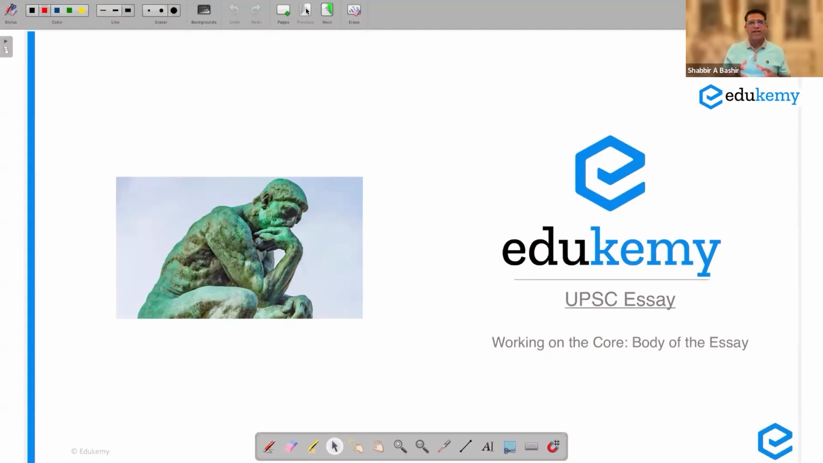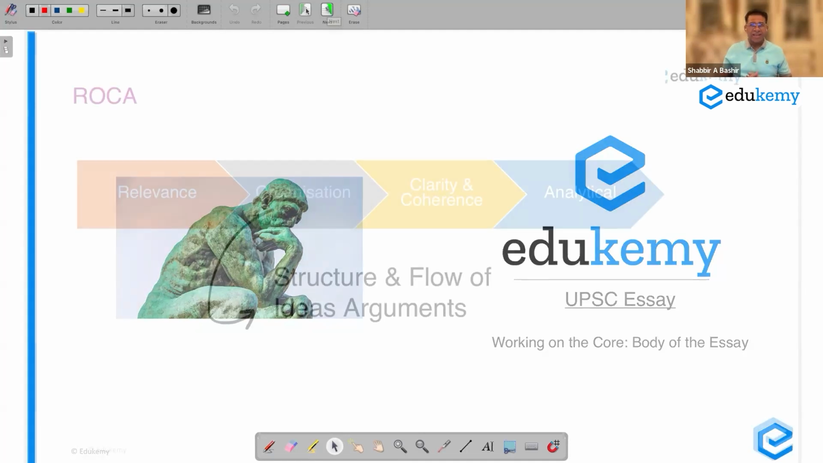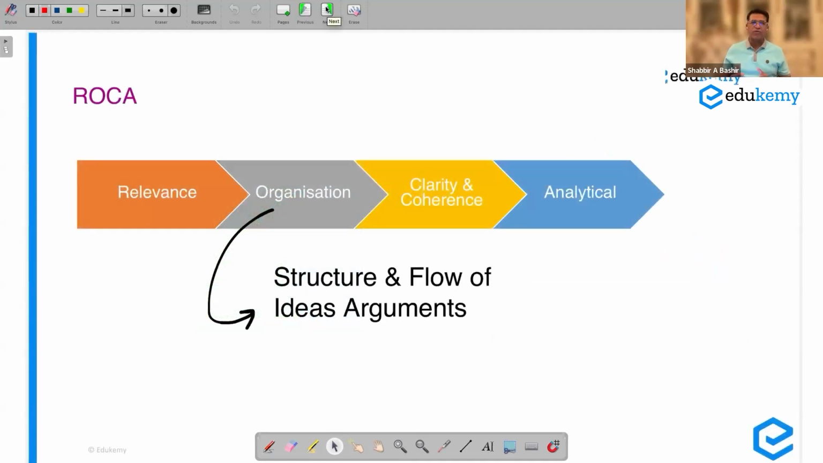So this is where the actual thinking of the essay, developing the ideas and the structured content, starts off. The body of the essay is approximately 60, 70, sometimes even 80% of your essay. If you remember the ROCA principle we talked about, the good qualities of essays are: the essay should be relevant to the topic asked, well organized, have clarity and coherence of thoughts, and must have an analysis component. So while discussing the structure of the essay, the body is all about structuring the essay properly and also about ensuring that you are analytical in your write-up.